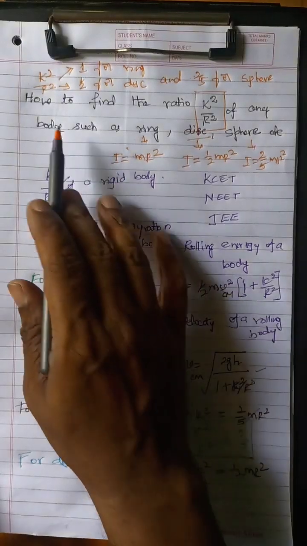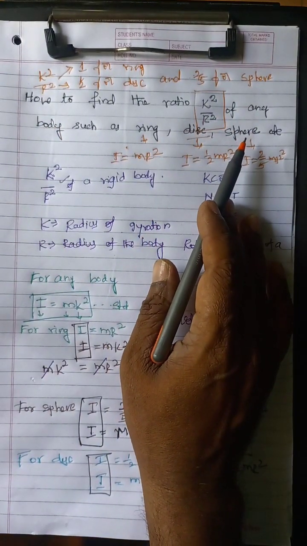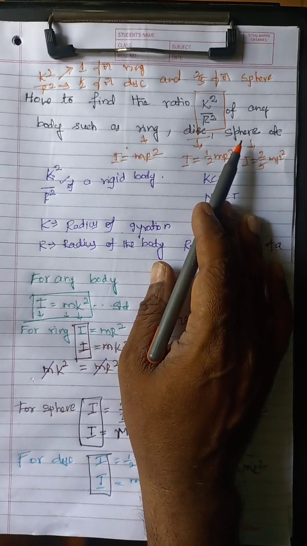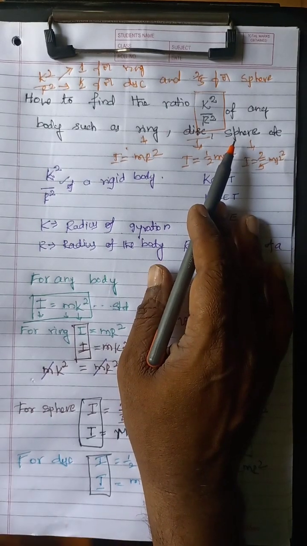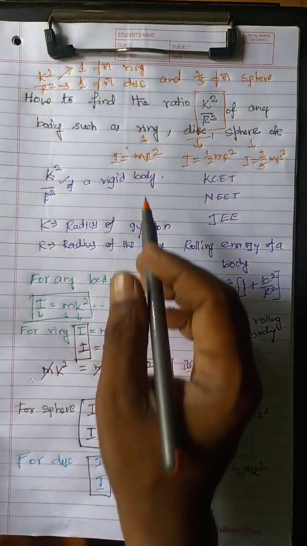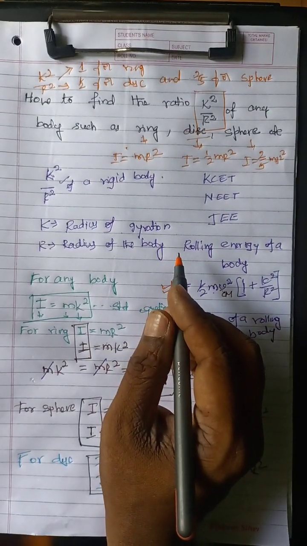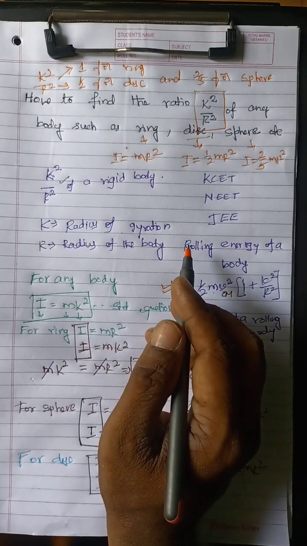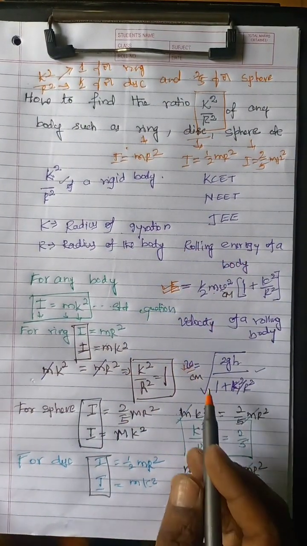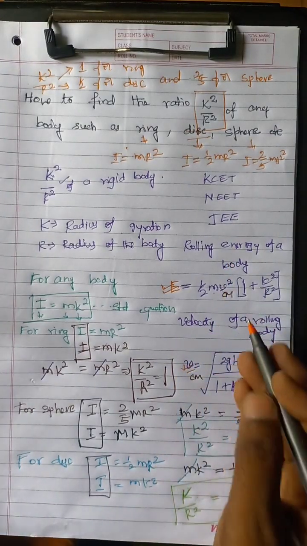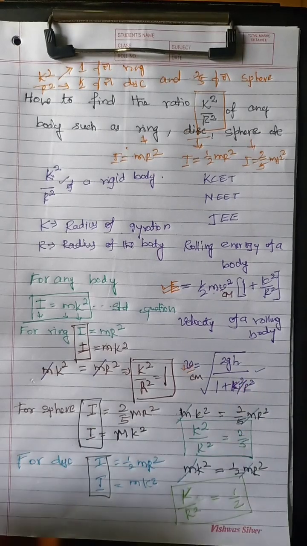If you know the geometry, you can find k square by r square for a solid cylinder, or for a hollow cylinder. Like that you can find k square by r square for any given body. k square by r square is the ratio of the square of the radius of gyration to the square of the radius of the body. It is a very important term for competitive exams. So it is better to remember a shortcut formula, the energy equation as well as the velocity equation, for any rolling body.